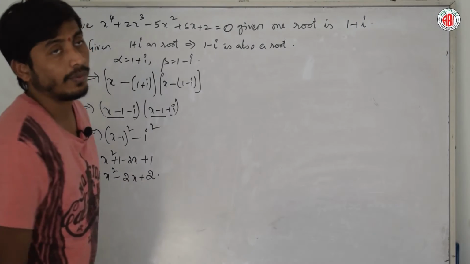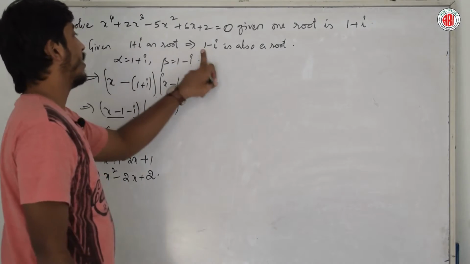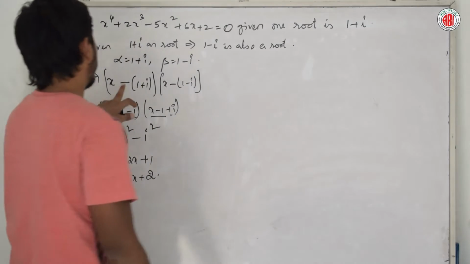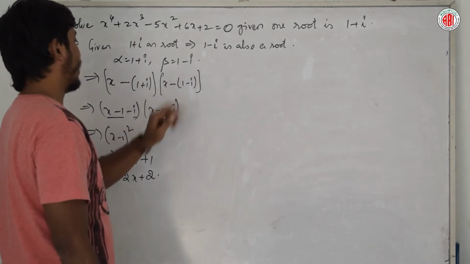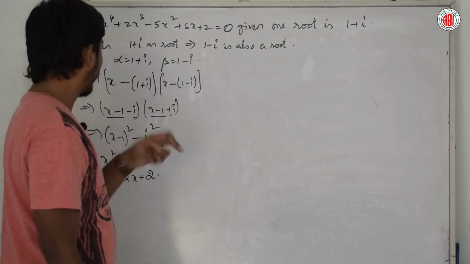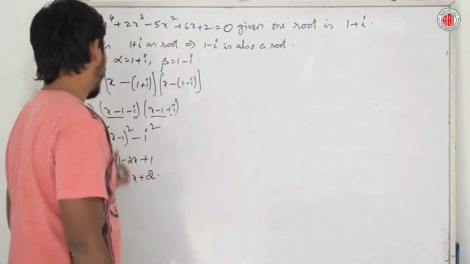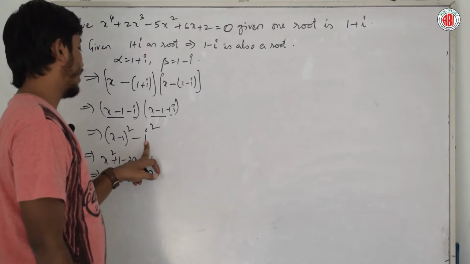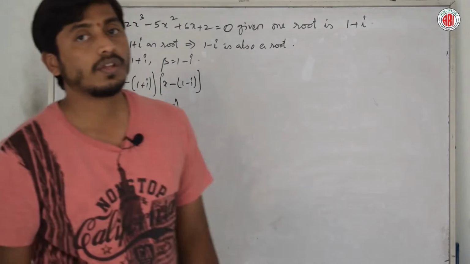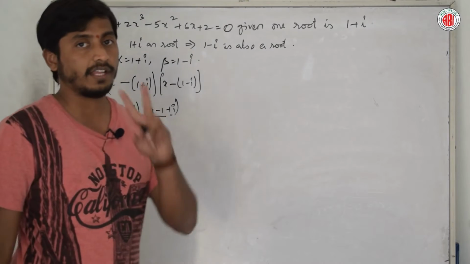Is it right? Once again see here, they gave an equation with root 1 plus i. We will write the other as 1 minus i. Since it is irrational, we can do both. So x minus 1 plus i, x minus 1 minus i. Now x minus 1 whole square minus i square. Isn't it? a square plus b square minus 2ab. i square itself is minus 1, so it becomes plus. Okay, so this is our equation of degree 2.